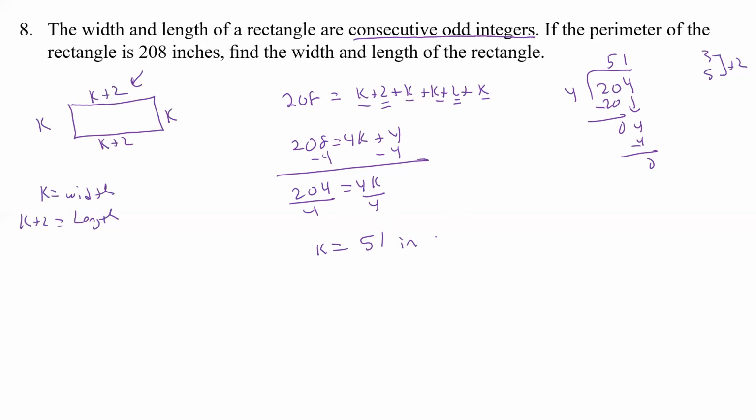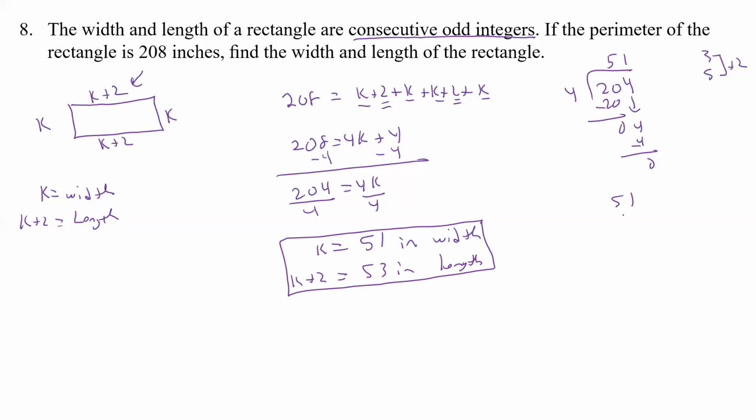Okay, and that is going to be the width. Well, k plus 2 is going to be 2 more than that, which is 53 inches, and that's going to be our length. Now, are those consecutive odds? Yes, we have 51, then 53, so that makes sense. Now, does it add up? Well, I don't know. Let's add 51 and 51 and 53 and 53. 3 plus 3 is 6, 7, 8. That looks good. 5 times 4 is 20, 208. That's what it's supposed to be. So that does look like the correct answer there.